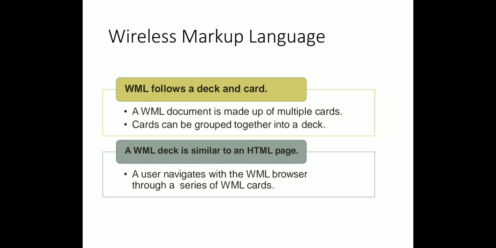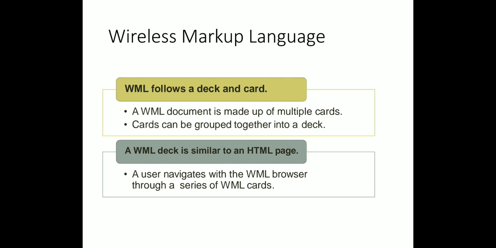WML is similar to HTML, and both of them use tags and are written in plain text. WML files have the extension .wml and the MIME type of WML is text/vnd.wap.wml. WML supports client-side scripting, and the scripting language supported is called WMLScript. WML creates pages that can be displayed in a WAP browser.